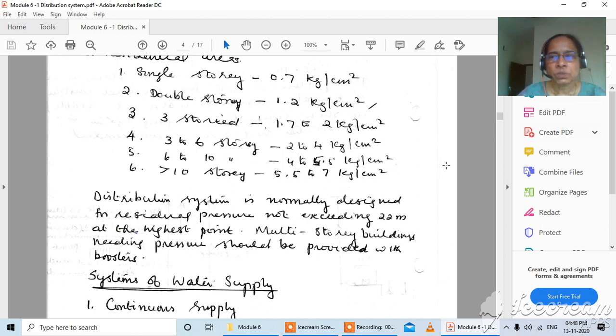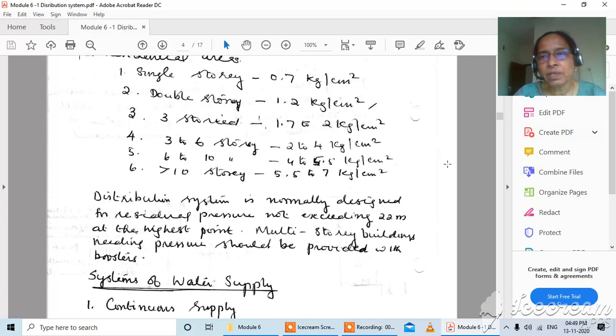Okay, so double story means 3 plus 3, 6 meters. Then above that your tank is there. That means there should be a minimum water column of say 7 meters or 8 meters. Or you can say that a minimum of 0.8 kg pressure to be maintained at the point of supply. Is it at the point of supply? In that case, what is there?